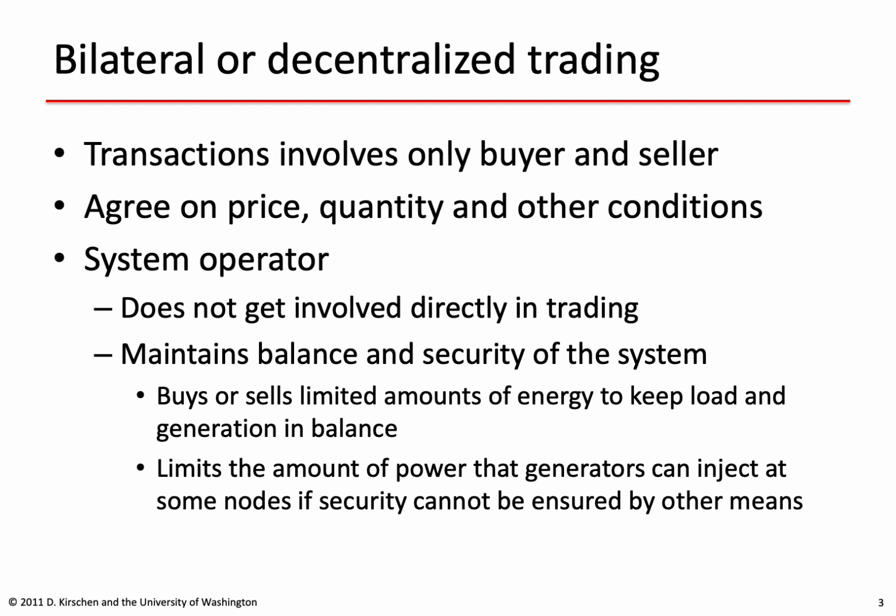In bilateral or decentralized trading, all the transactions involve only a buyer and a seller. And this buyer and this seller agree on the price, the quantity, and other conditions that they might want to put on the transaction. The system operator does not get involved directly in trading, and its only responsibility is to maintain the balance and security of the system.